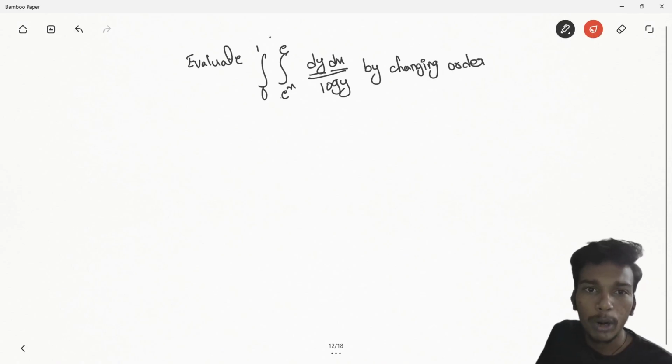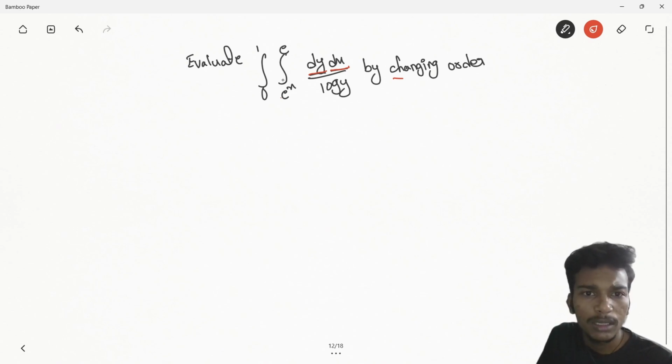Now we will discuss a problem regarding evaluation of this integral by using change of order. Here they already mentioned the order. We have to integrate first with respect to dy, then with respect to dx. First, we are going to draw the curves of these limits. Then we are going to change its order of integration.